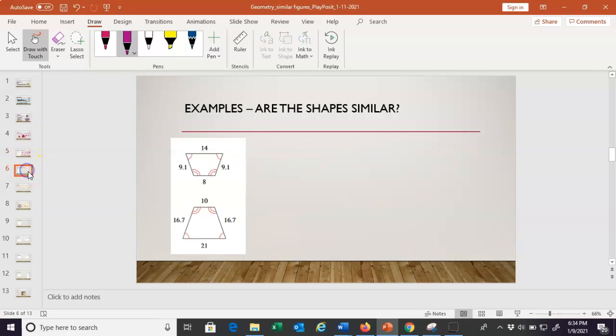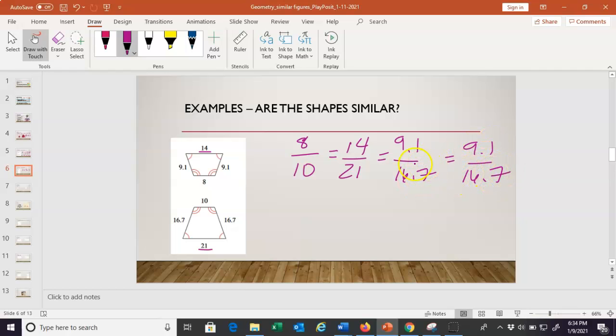All right, let's look at another example. Are these shapes similar? I mean, they kind of look similar. They look like the same shape, 4 sides, but let's make sure. And to do that, we're going to set up those ratios again. So I'll do 8 over 10, 14 over 21. I'm just taking each of these pieces and matching them up. 9.1 over 16.7 and 9.1 over 16.7. So obviously those are equal.